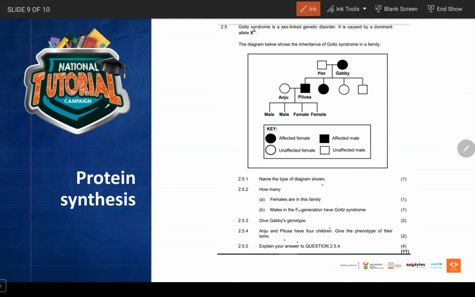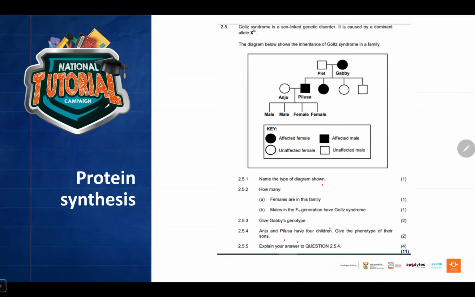Okay, so it's asking for Anju and Pelusa and their 4 children, but they've only told us there's 2 males and 2 females. But they just want the phenotype of their son. So how do we work that out?